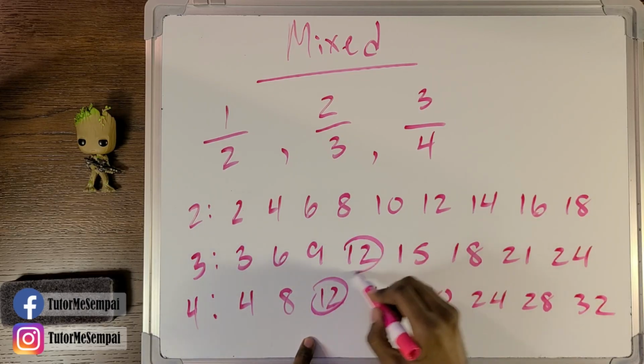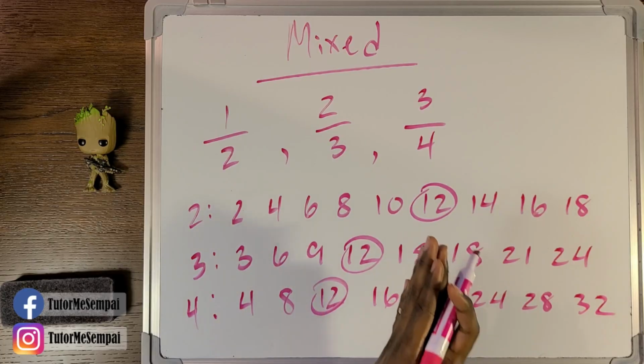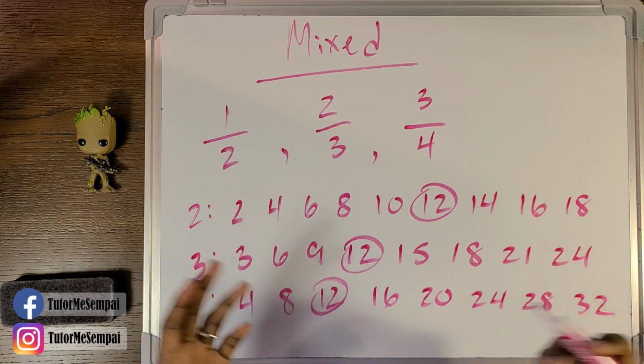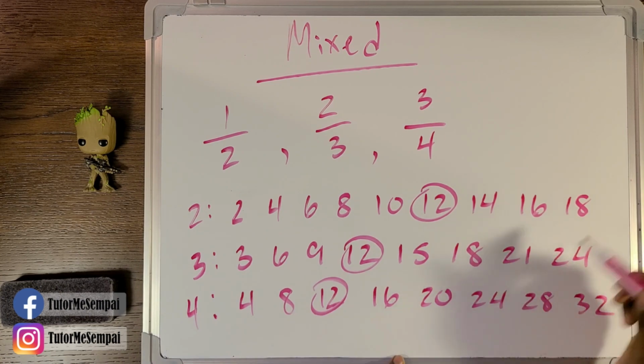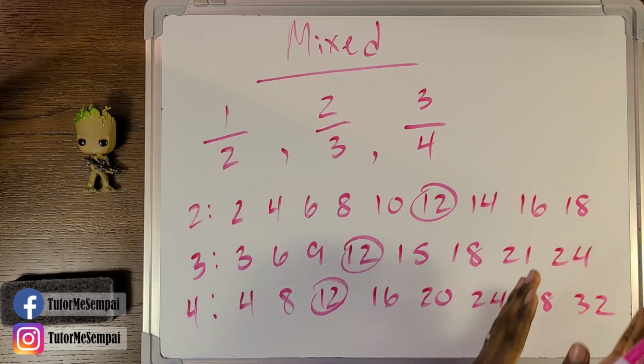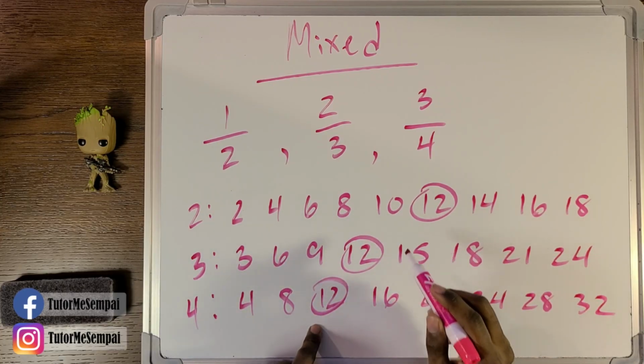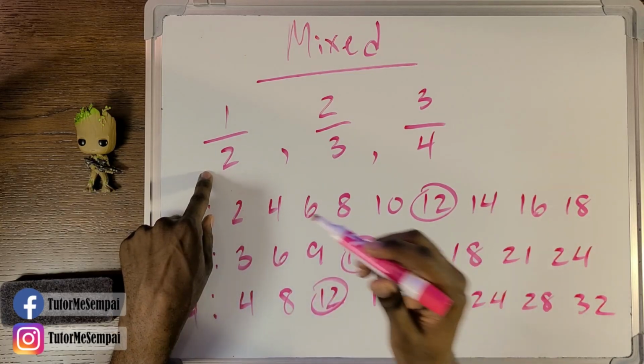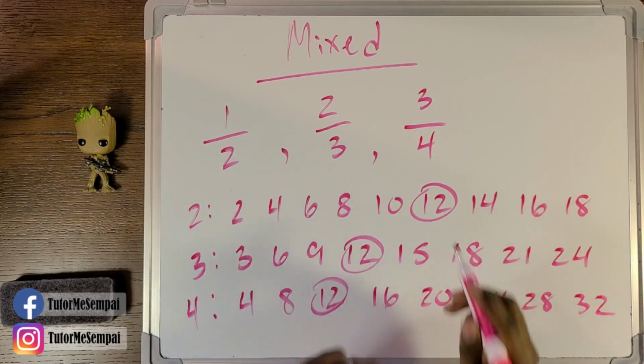So we circle our 12. 12 is going to be the number that they all have in common. Now, if you were to keep going, you'll see that they all have 24 in common as well, but I didn't have any space to write that. However, we don't need to go all the way to 24. We found 12. So now that we know which number they have in common, what do we have to multiply each denominator by in order to get 12?